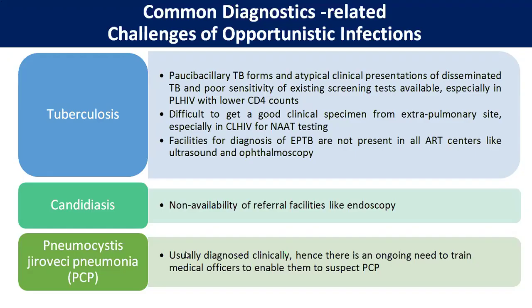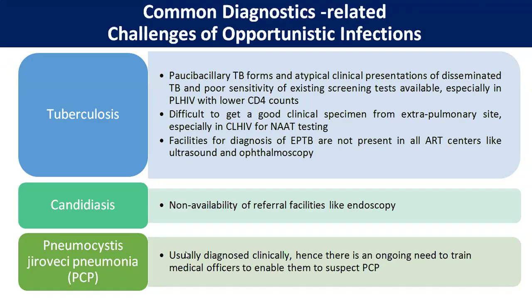So, what are the common diagnostics and related challenges of OI infections? Tuberculosis: paucibacillary TB forms, atypical clinical presentations of disseminated TB, and poor sensitivity of existing screening tests available, especially in people living with HIV with lower CD4 counts. It is difficult to get a good clinical specimen from extrapulmonary sites to rule out disseminated tuberculosis. Facilities for diagnosis of extrapulmonary tuberculosis, like ultrasound and ophthalmoscopy, are not present in all ART centers.